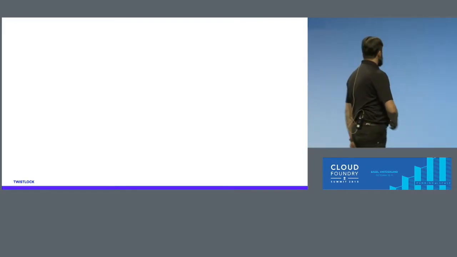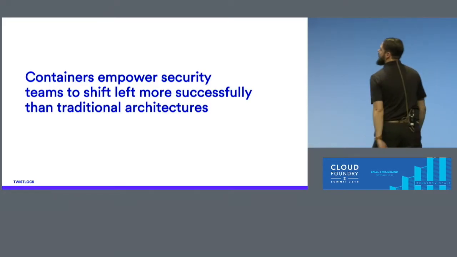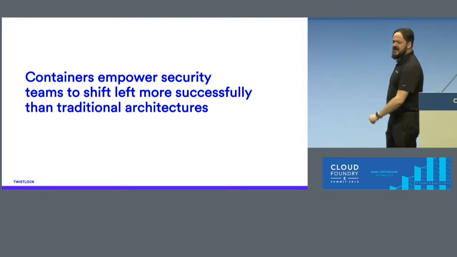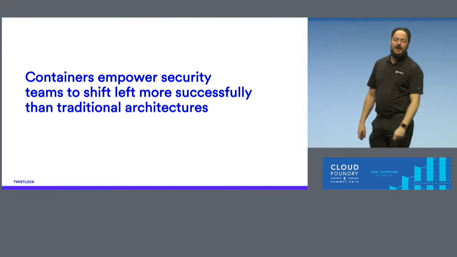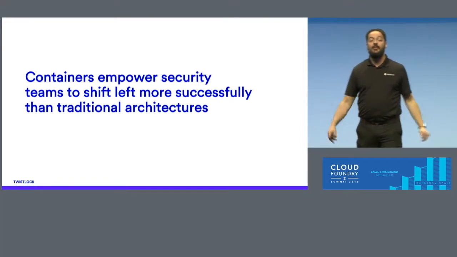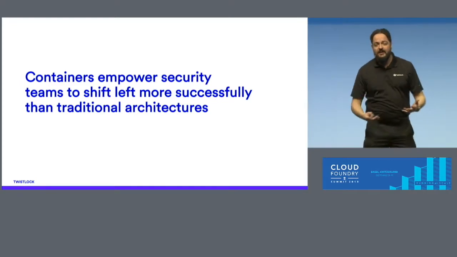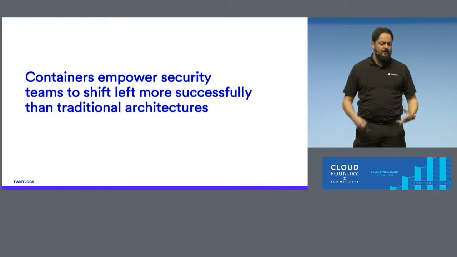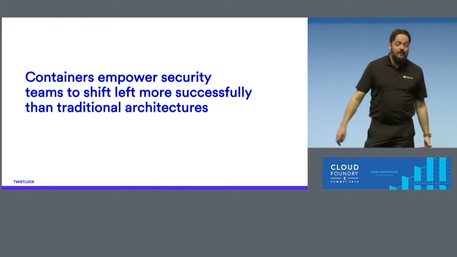All right, nice white screen for everybody here, just to show you how nice white is. Containers empower security teams to shift left more successfully than traditional architectures. So where does Twistlock come from? This is what we believe. We believe containers do improve security. And we also believe that there's a lot of fear, uncertainty, and doubt around containers.